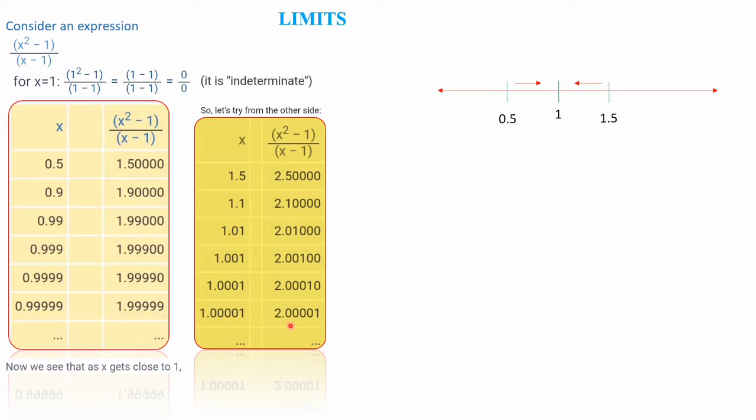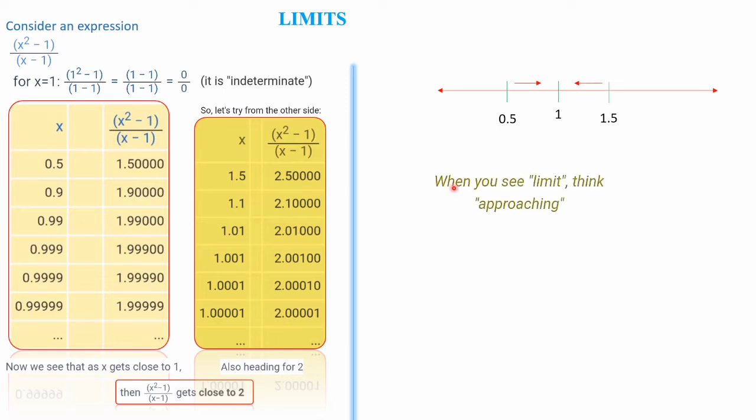Here we have got 2.0001, it is very close to 2, but they are not equal to 2. 1.99999 and 2.00001, these two are not equal to 2, but they are very close to 2. So here also the value of the function is heading towards 2. Then we can say that (x square minus 1) divided by (x minus 1) gets closer to 2. In these two conditions also, the value of the function is tending towards 2. And here is where the concept of limit comes. When you see limit, think it is approaching.